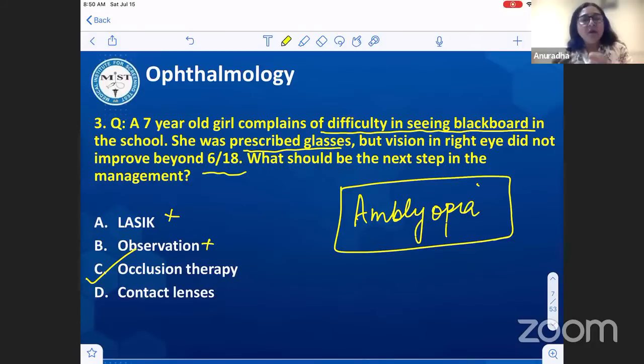Whether you give glasses or contact lenses, it has to be along with occlusion therapy. Yes, you can put atropine also, but that's called penalization. But the preferred treatment is occlusion therapy. So we do give low dose atropine eye drops. That therapy is called penalization. But occlusion therapy is the best. That's the treatment of choice for amblyopia. Is that all right? Okay, perfect.